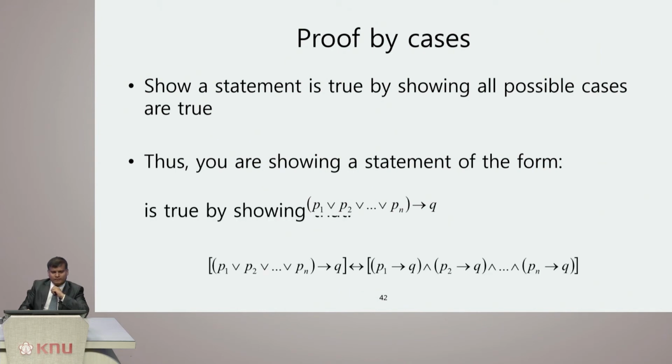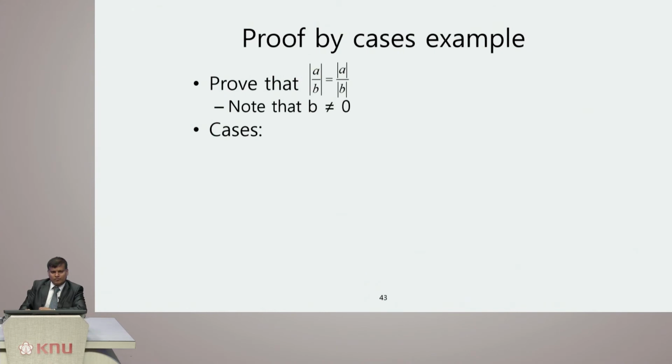So again, P1 or P2 till Pn implies Q, and you have this equivalence operator that's equal to P1 implies Q and P2 implies Q till Pn implies Q. So basically that's the proof by case. Let's see and prove that with this example here.